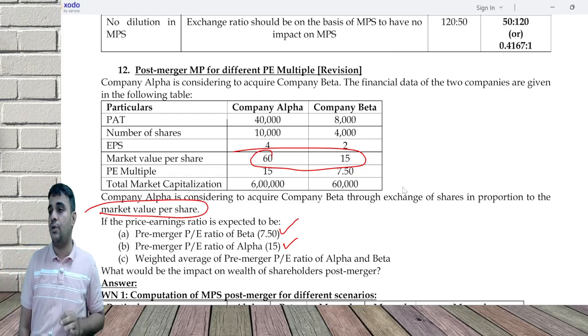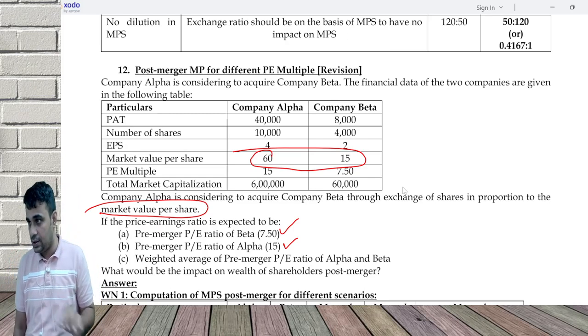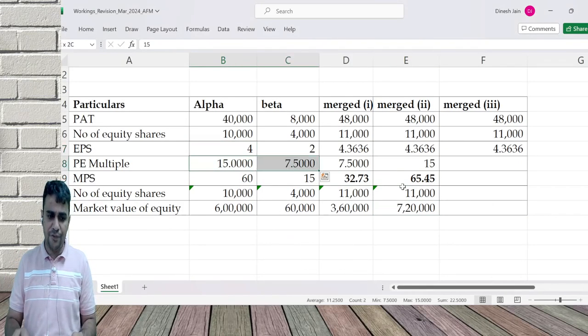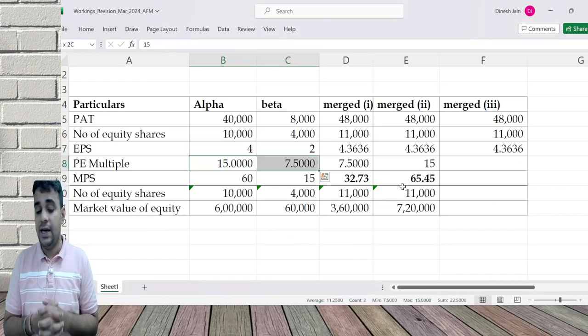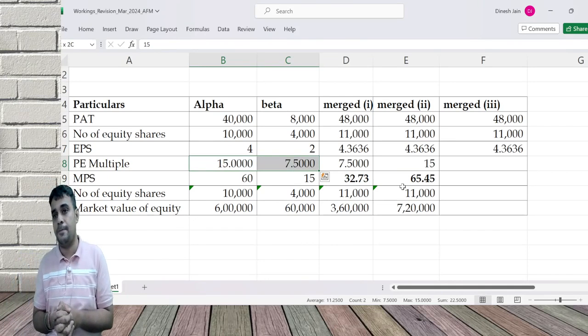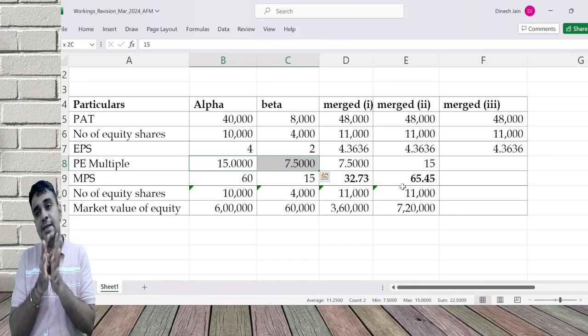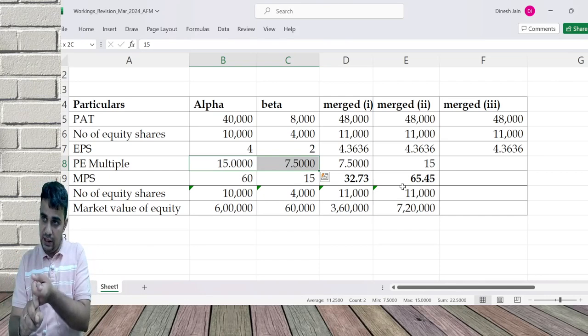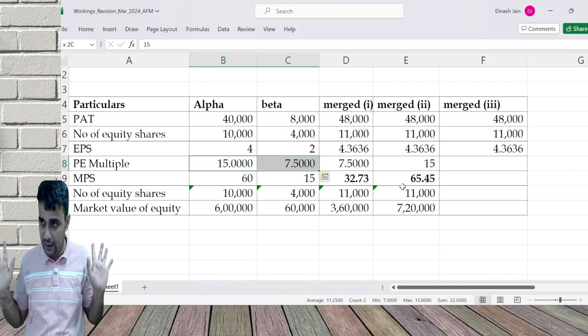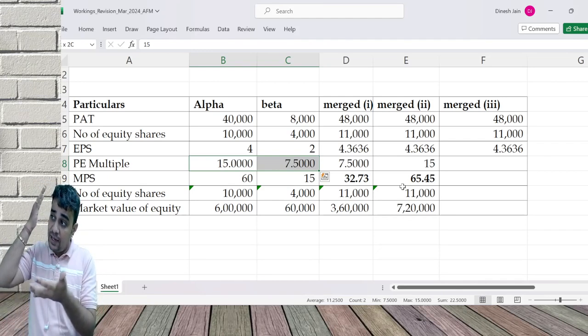Now, the concept which I'm going to teach is weighted average. What is weighted average? It is somewhere between 15 and 7.5, this has to sit. Is there any synergy gain at PAT level in this question? No. Any synergy gain is either at PAT level or at P multiple level. PAT level, no gain. P multiple weighted average means no gain.